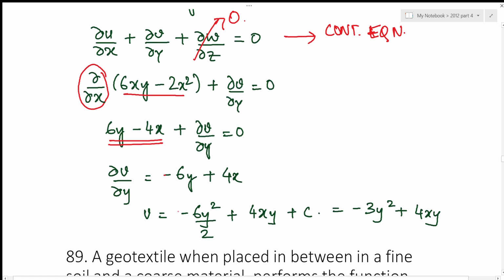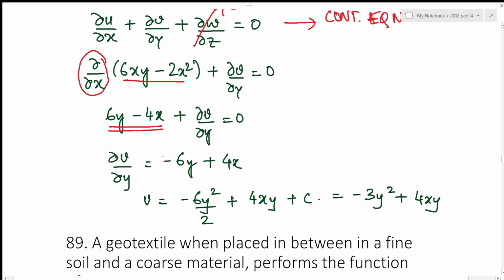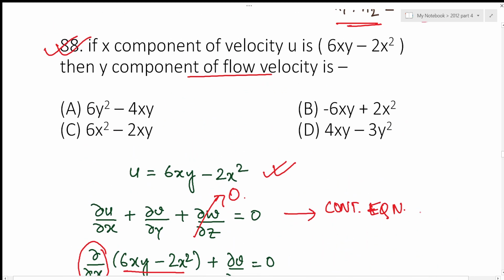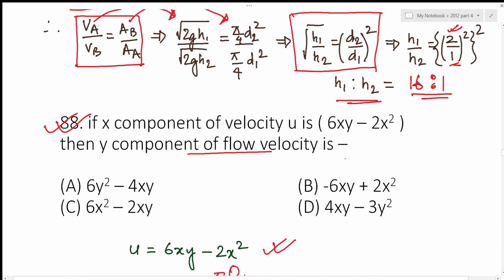Now v would come out to be the integration of minus 6y plus 4x. So just integrate the values and it comes out to be minus 6y square by 2 plus 4xy plus c, which is the constant. Neglecting the constant value, the answer would come out to be minus 3y square plus 4xy. So the answer should be minus 3y square plus 4xy, D.